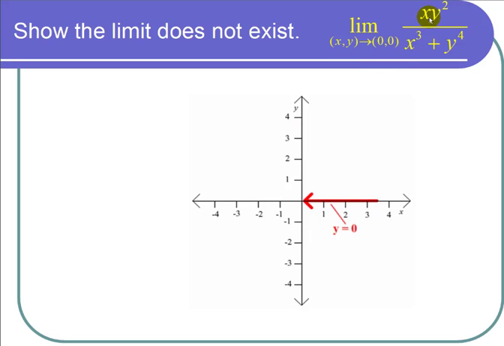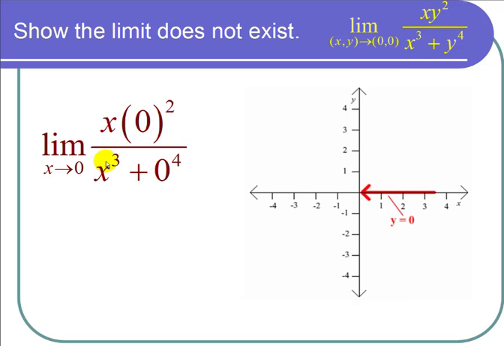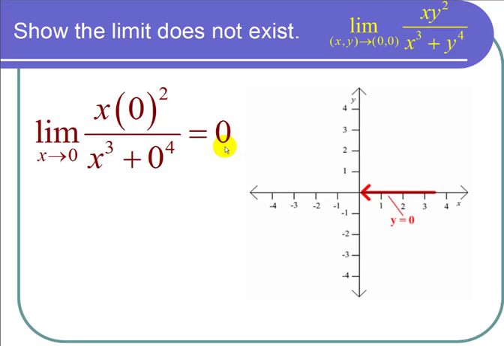So in my limit, I can plug in y equals 0 and then take the limit as x approaches 0. So I do that, and I have the limit as x approaches 0 of x times 0 squared, over x cubed plus 0 to the fourth. Notice the numerator is x times 0 squared, which is just 0, and the denominator is x cubed. 0 over x cubed is just 0. So the limit as x approaches 0 of 0 is 0. So there's my limit along this first path, y equals 0.